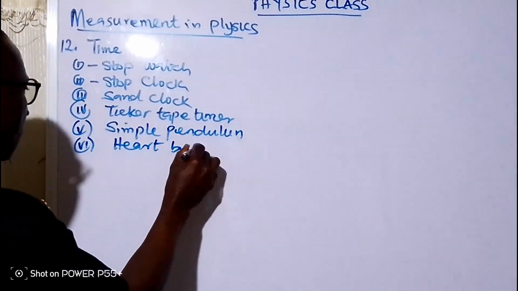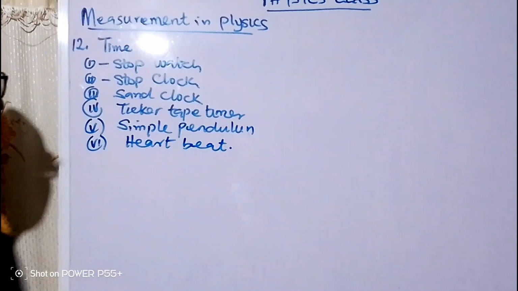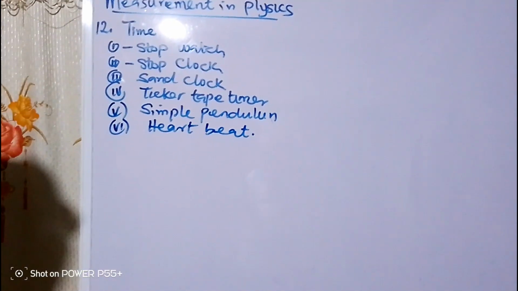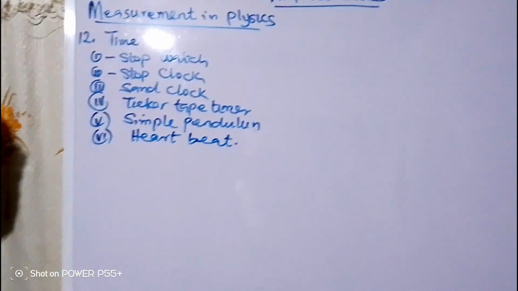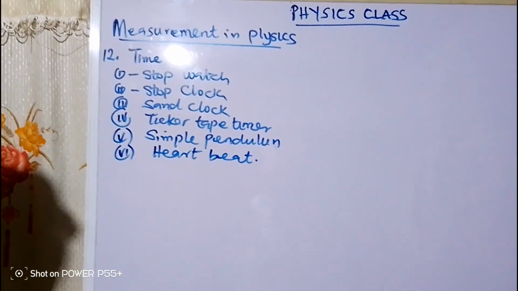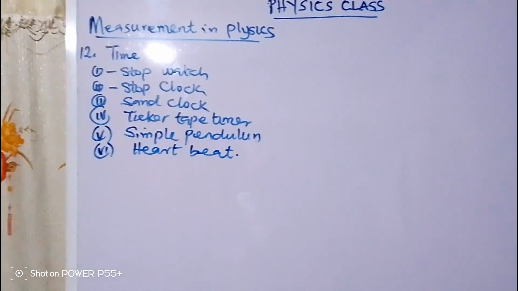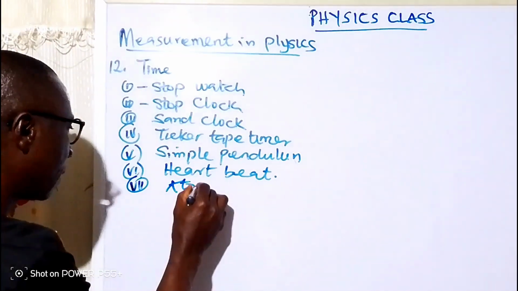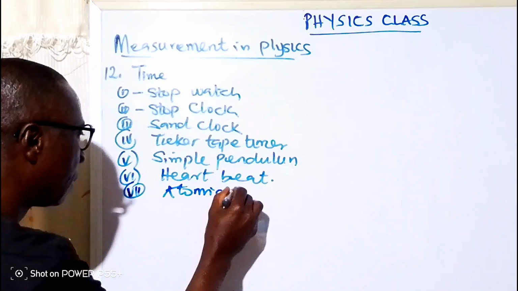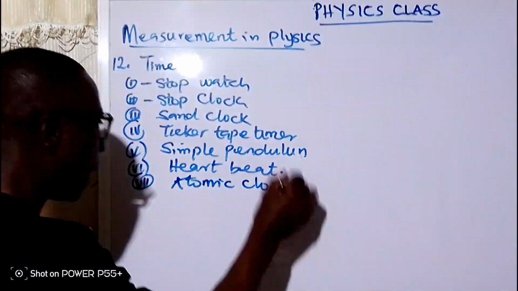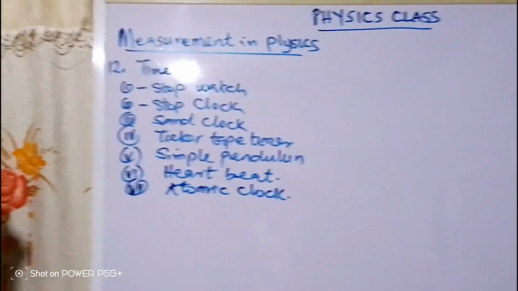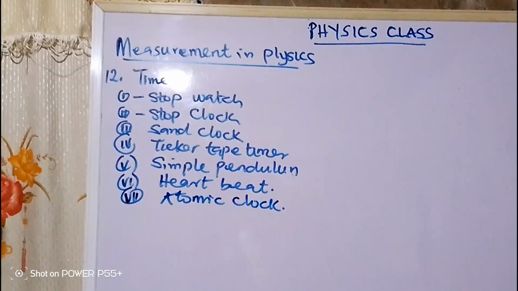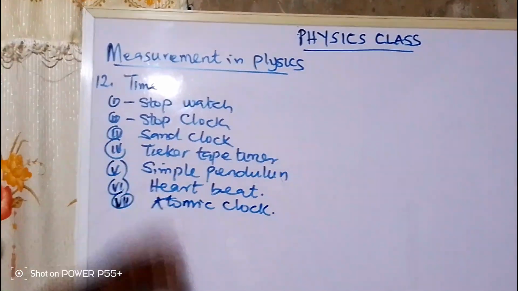The heartbeat can also be used to measure time. The heart beats 72 beats per minute, so that is also used to measure time. This is number 7, atomic clock. Atomic clock. These are the possible instruments that we can use to measure time.